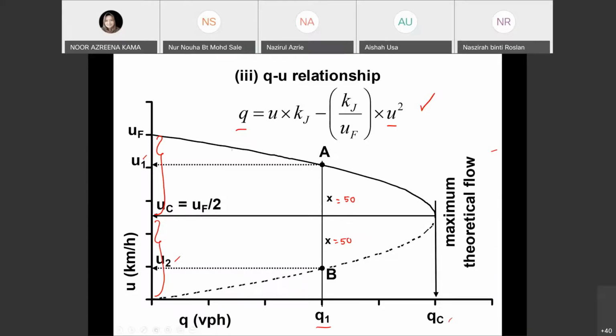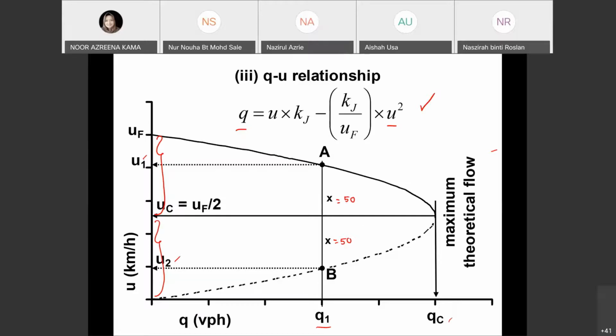Sebab awak bayangkan ada satu kereta, dia boleh achieve the free flow speed. Bila ada 2 kereta, dia start to slow down. 3 sampai 50, 100, jadi speed semakin berkurang. Speed will reduce when the number of flow increase until it reach the capacity. Dah sampai capacity, the U is at U capacity. Flow dah tak boleh melebihi maximum theoretical flow.